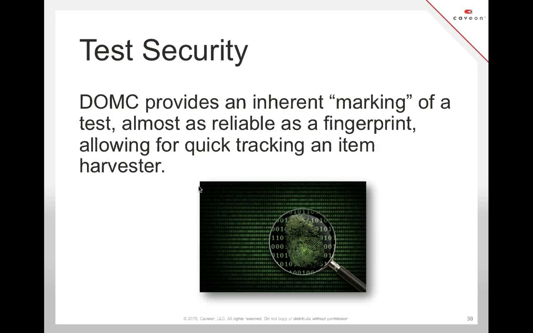Test security as well. This is something that I haven't seen used yet. We're beginning to work on it, but it provides an inherent marking of a test, almost as reliable as a fingerprint, allowing for quick tracking of an item harvester. So the exact items, the item order, the exact options, if that's posted on the web somewhere, it's like a fingerprint. You know who did it. You just track right back to that pattern of who saw those, and you've got it. Like I say, it hasn't been used yet that I know of, but we are building that technology into our systems.